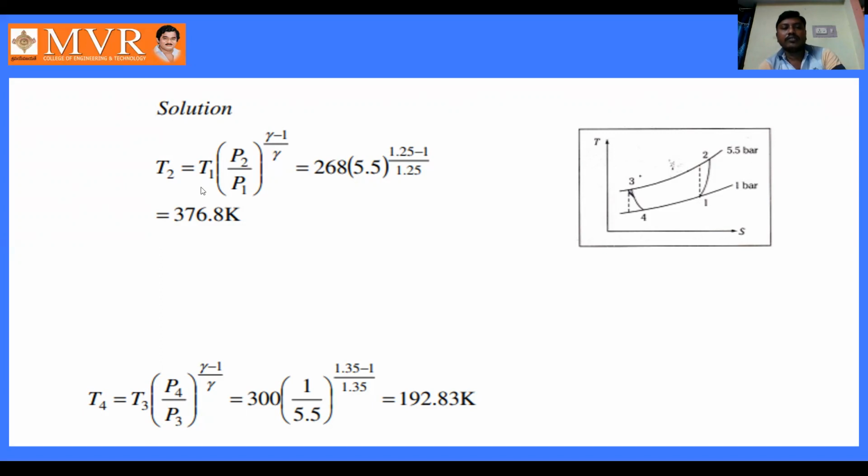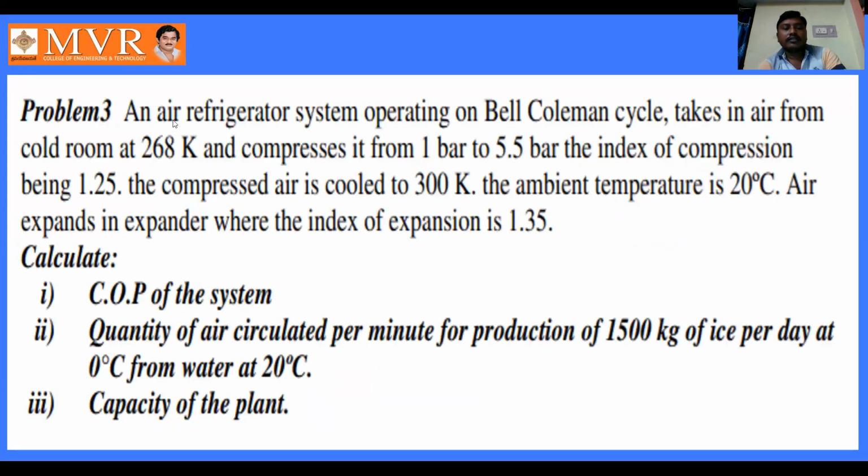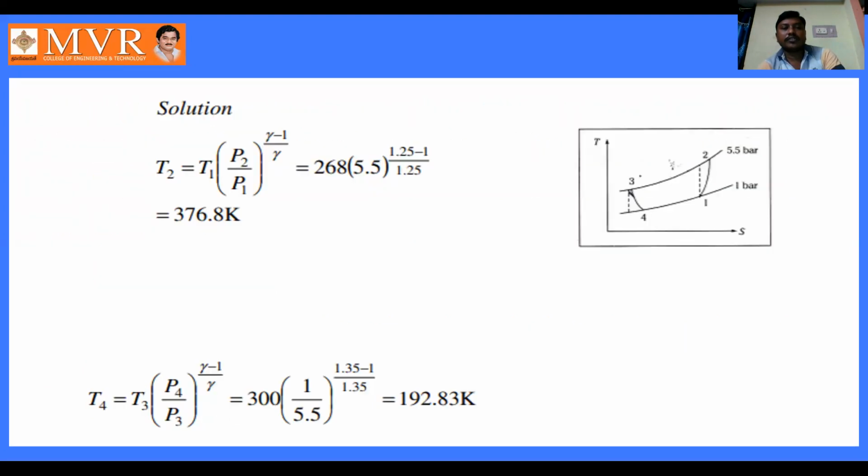Hence, we are substituting the values. T1, which is the highest temperature, 268 Kelvin, has been given. Hence, we are substituting here T1 is equal to 268, and we know the compression ratio P2 by P1, the highest pressure, is 5.5 bar. Hence, we have substituted that P2 by P1 is equal to the compression ratio, 5.5 whole power gamma minus 1 by gamma, with gamma as 1.25.